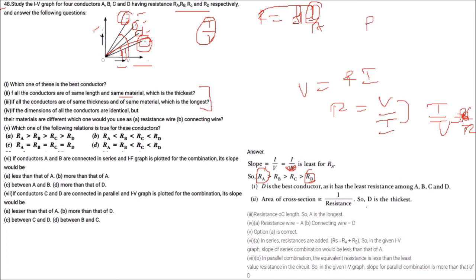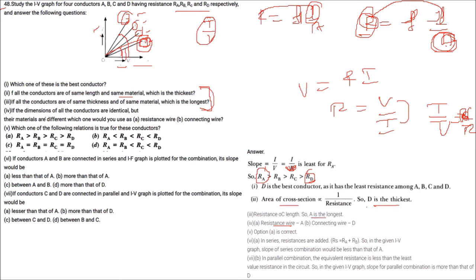See, R equal to rho L upon A. R is greatest for A, so length will be the highest for A. Now R is inversely proportional to area. So whichever has the highest R, the area of cross section will be less, and whichever has a lower R, the area will be highest. So we have resistance wire A. We have already answered thickest and longest: area of cross section is inversely proportional to resistance, so D is the thickest and A is the longest. Now let us come to this one.